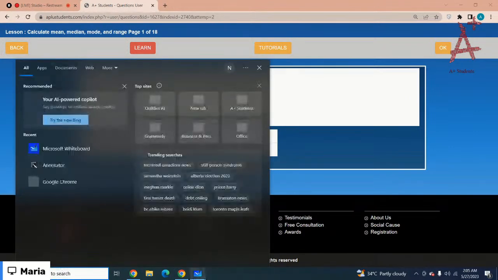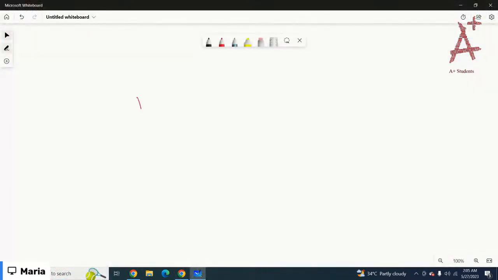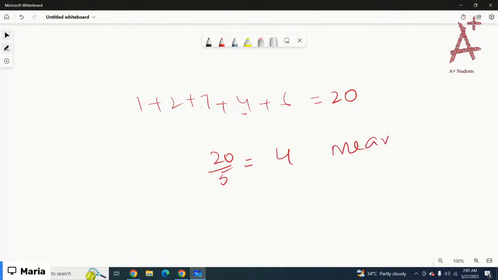The numbers are 1, 2, 7, 4, 6. Just add them: 1 plus 2 plus 7 plus 4 plus 6. The sum is 20. And there are 5 numbers, so just divide by 5. 5 times what number is 20? 5 times 4 is 20. So the mean of the data is 4. Got it? That's how you calculate the mean. You have to divide 20 by 5. Got it?